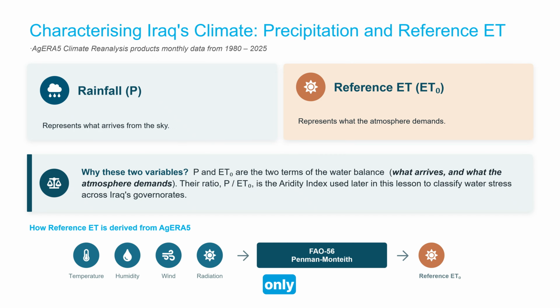Although the ERA5 provides only climatic variables such as temperature, relative humidity, wind speed, and radiation, the Food and Agriculture Organization is offering a reference ET product based on these climatic variables using the FAO 56 Penman-Monteith equation.